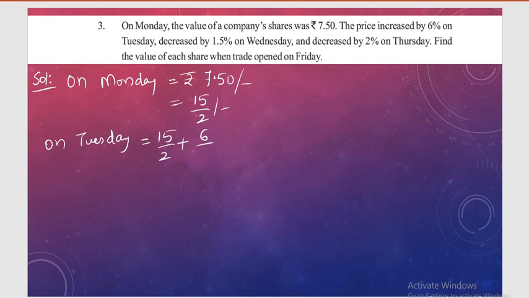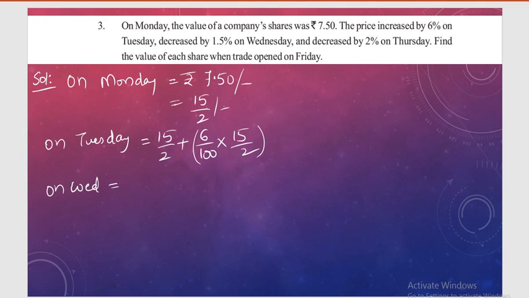So for that 6% increase. 6% increase means, how can I write it? As 6 by 100 into 7.5, or simply, instead of writing 7.5 we will be writing 15 by 2. Okay, so 15 by 2 plus 6% of 15 by 2. Next, it's the same way on Wednesday. So on Wednesday what happened?